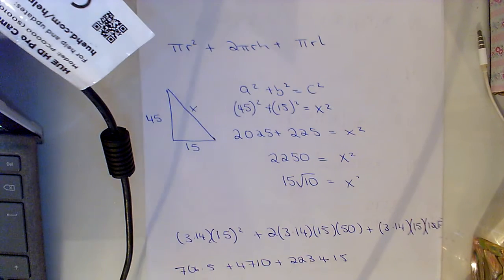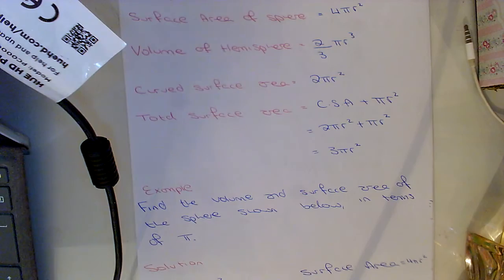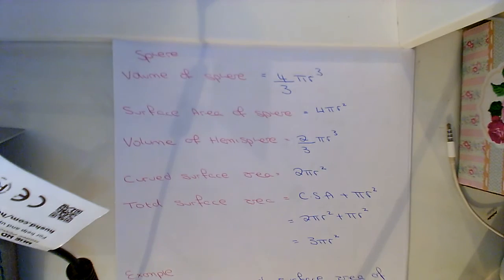Filling into my formula, pi r squared for the circle, 3.14 (15)^2, plus then I have my curved surface area of my cylinder, which is 2 pi r, which is 15, and my height is 50. Then I have plus 3.14 times my r, which is 15, and my l, which we just found out is 15√10. And then when I work all of that out, I get 7,650 centimeters squared.